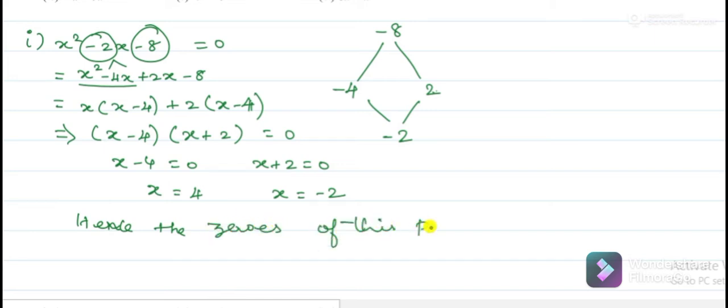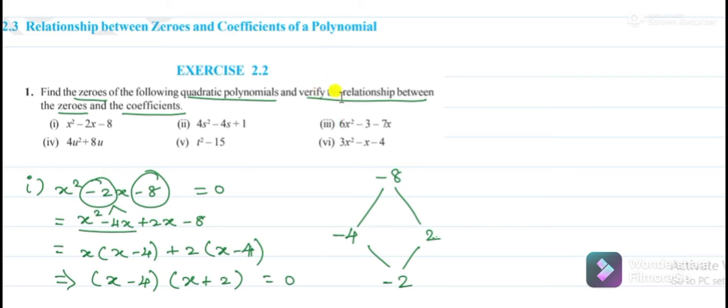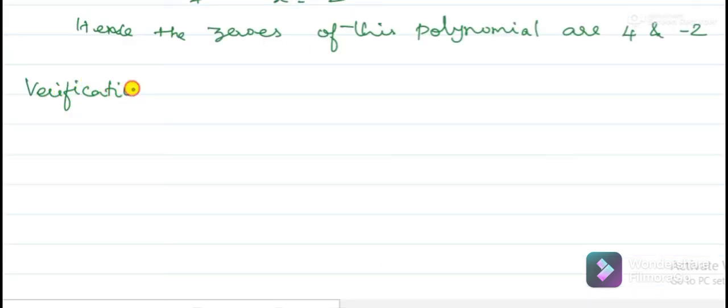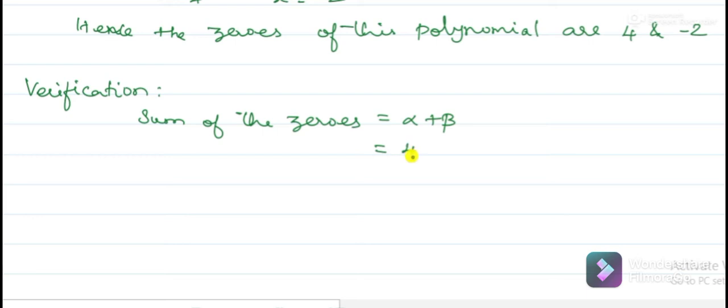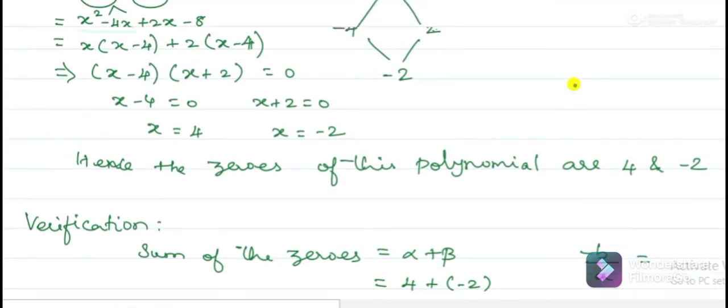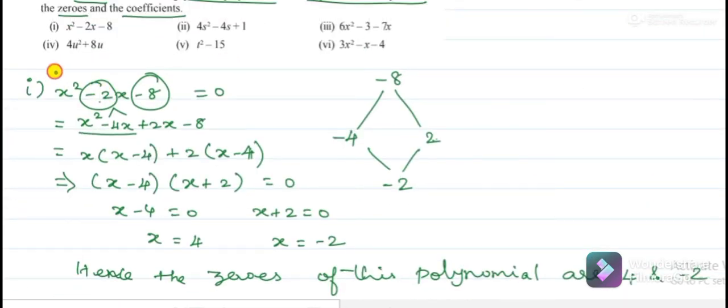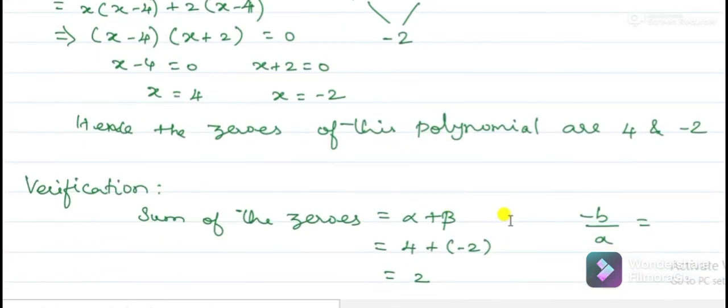After finding the zeros of the polynomial, let us find the relationship between the zeros and the coefficients. Let us verify the relationship now. Verification: sum of the zeros is equal to alpha plus beta. This is equal to 4 plus minus 2, equal to 2. This should be equal to minus b by a. Let us write the a, b, c values from the given polynomial. It is like ax squared plus bx plus c. A value is 1, b value is minus 2 and c value is minus 8.